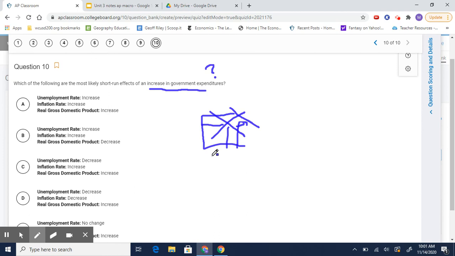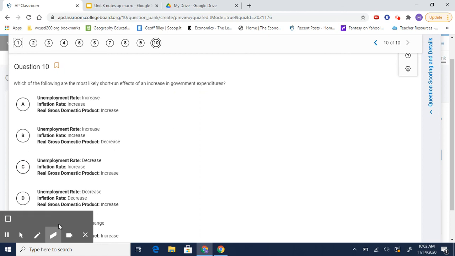That'll help lead you to the answer. So we know that output's increasing, which means that more people are working, and price levels are going up. So if you look through these, you can use process of elimination, or you could just try and find the one that says unemployment rate's going to decrease, prices are going to go up, and output's going to go up. And the correct answer is C. So hopefully you're 10 for 10.